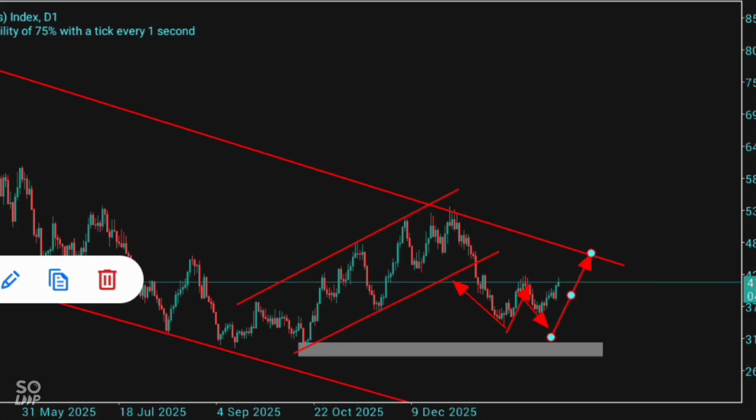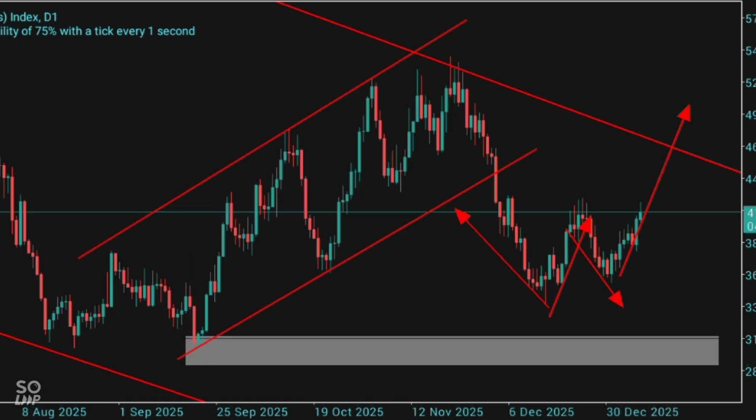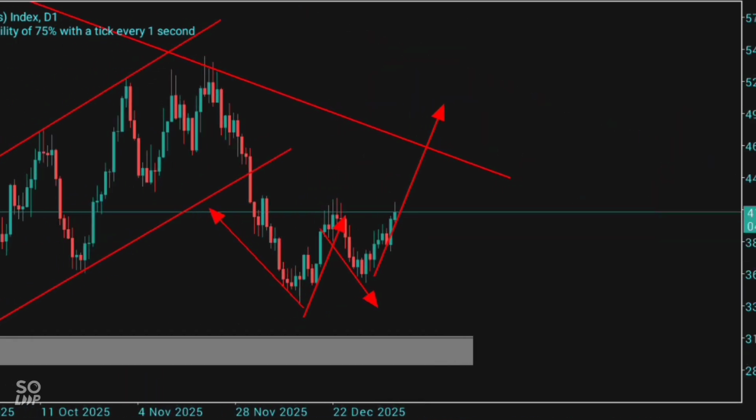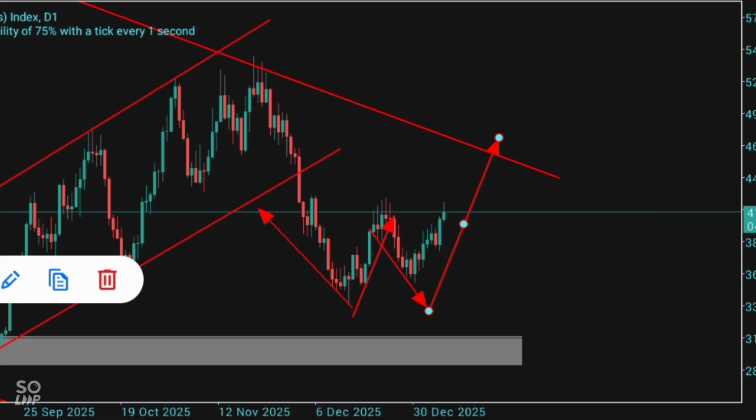The leg of the W has not yet been fully formed. It's still in the process. And if you look, let me zoom, it's a W that has not yet finished forming. And this W, this is the first leg of the W.